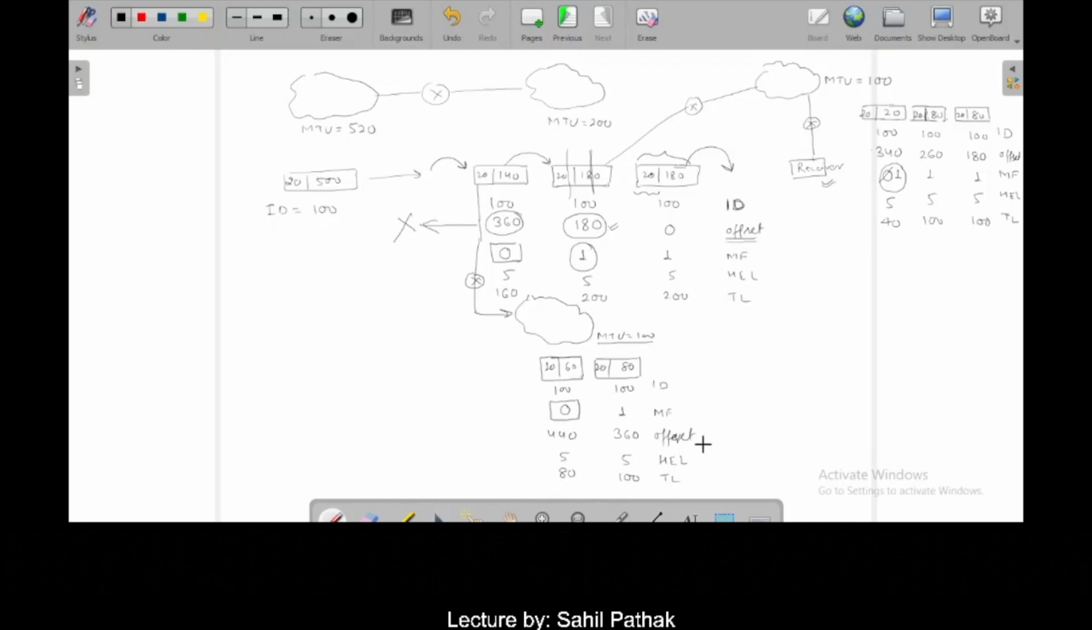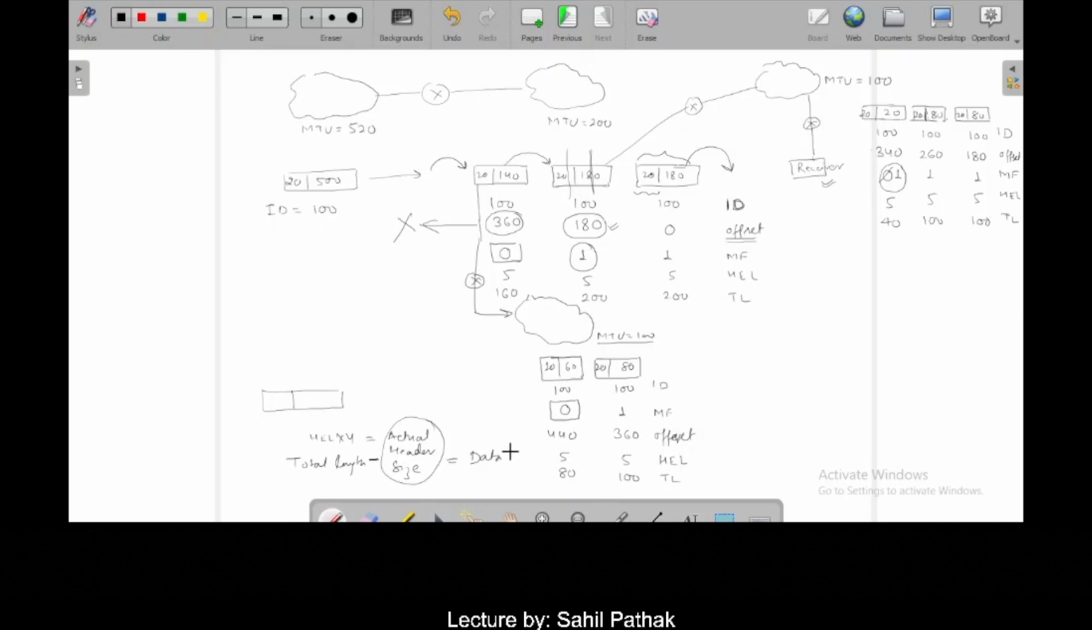So for that we have to calculate the data bytes inside the fragment, and I'm repeating once again: in the header field you have two values, one is header length and another one is total length. When you multiply header length by 4, you will get the actual header length or actual header size, and when we subtract this actual header size from the total length, you will get the data size.